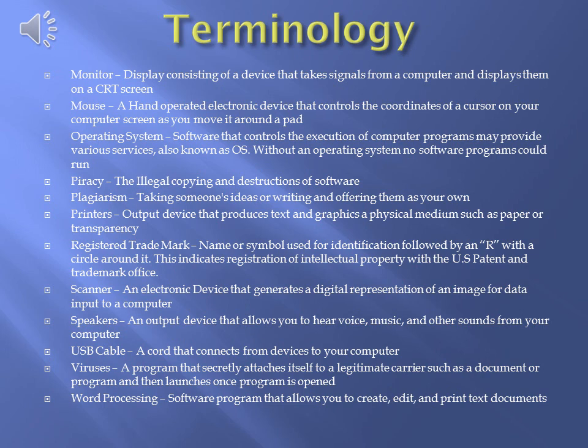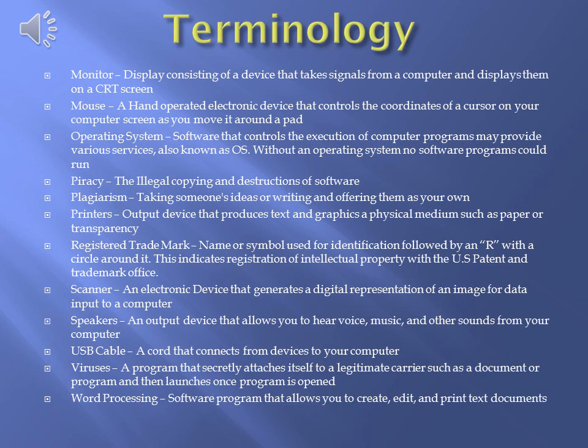A monitor, this is a display consisting of a device that takes signals from a computer and displays them on a screen for you. Your mouse is a hand-operated electronic device that controls the coordinates of a cursor on your computer screen as you move it around on a pad. Your operating system is software that controls the execution of your computer programs. They may provide various services. It's also known as OS, or if you have an iPhone, it's an iOS. Without an operating system, no software programs could run.